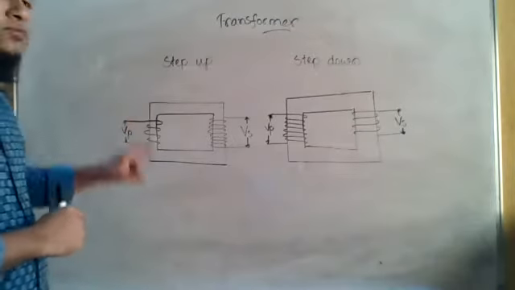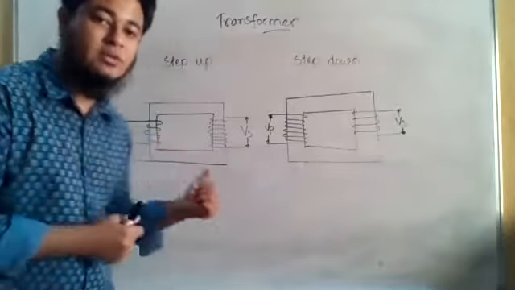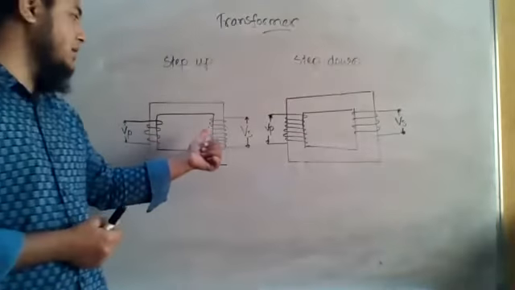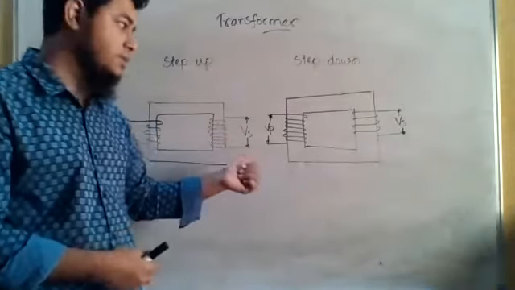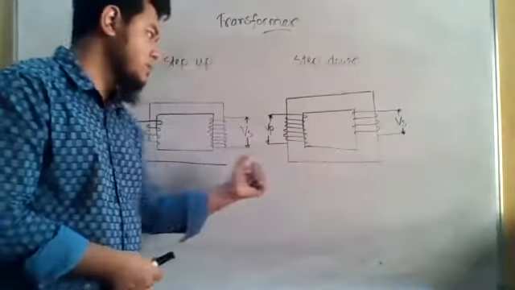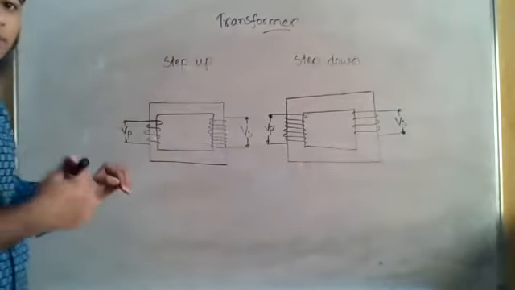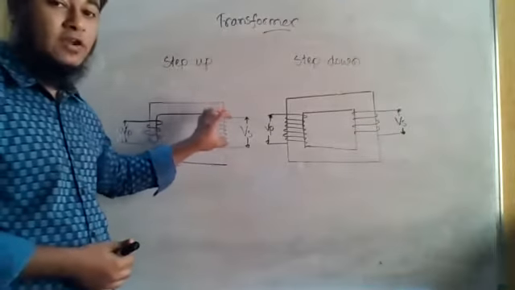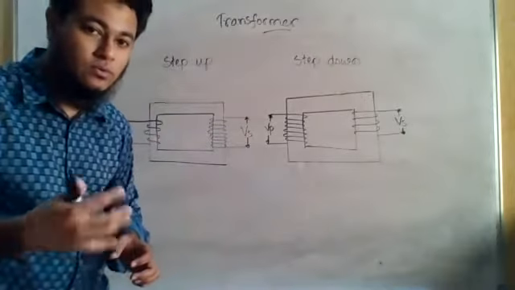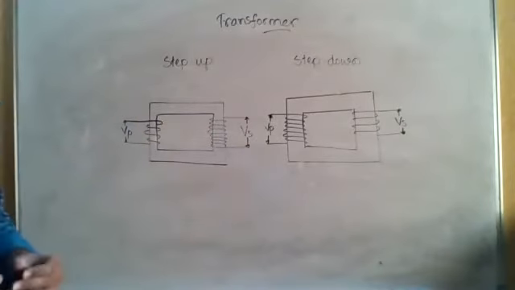The wire in which we will supply the voltage will be known as the primary coil, and from where we will get the output, it is the secondary coil. Same goes here also. So here Vp is the voltage at which we are supplying the electricity. So what will happen? We will be getting a different voltage here, because can you guess what is the difference between these two windings?